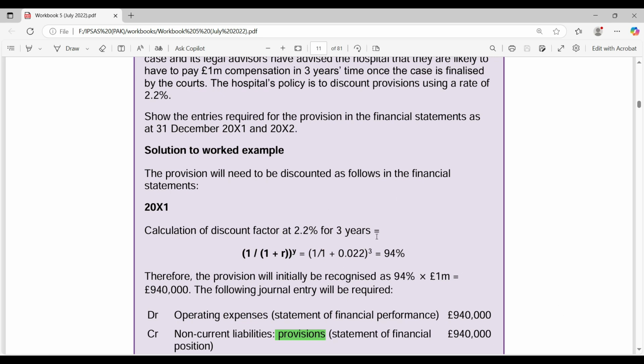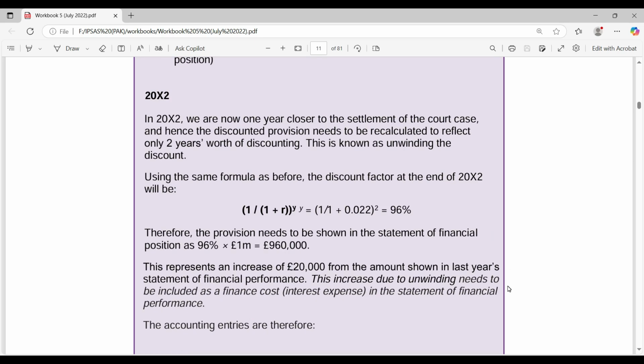And what will you do in the case of the subsequent second year? Now there is a difference of 60,000. See the second year, against it you put the values. Now the number of years is 2, not 3, because you are 2 years near to the finalization of outcomes. It is 96%. And when you calculate 96% of 1 million, it is 960,000.